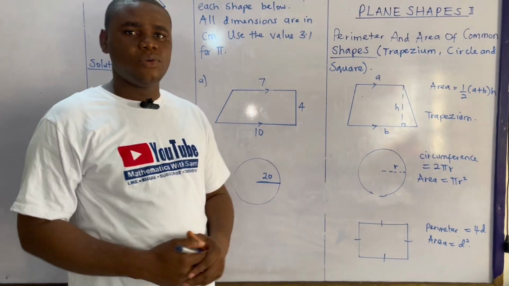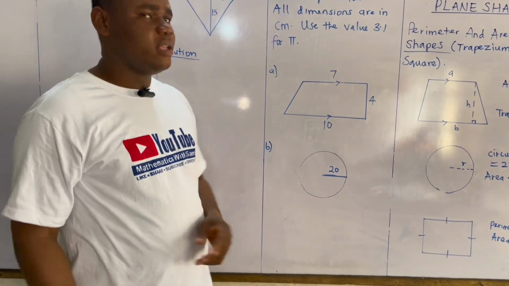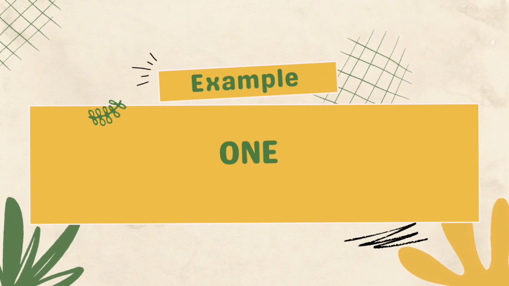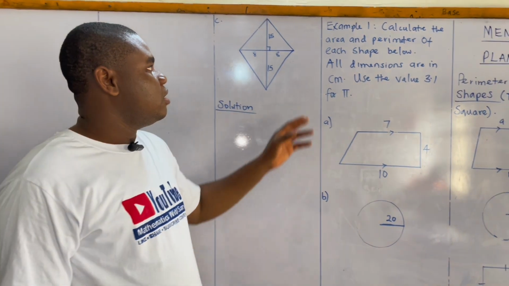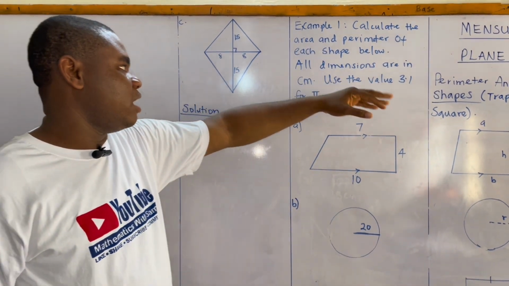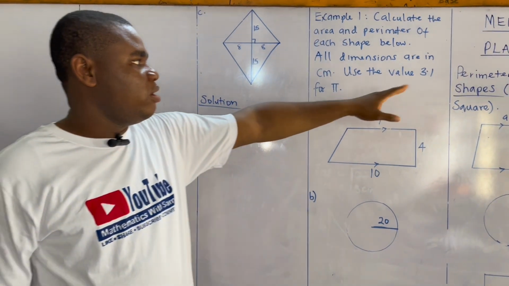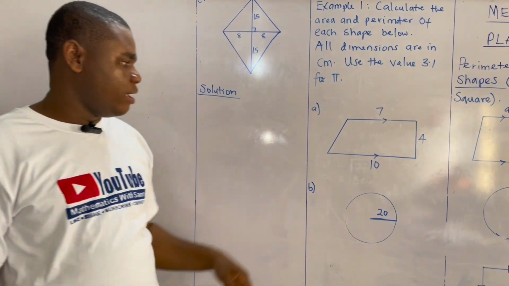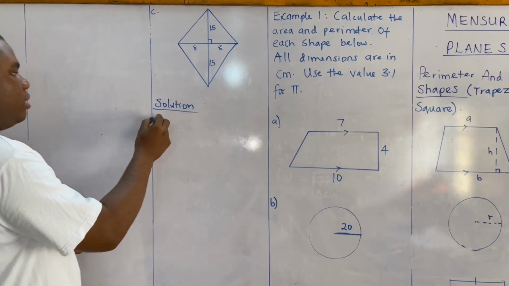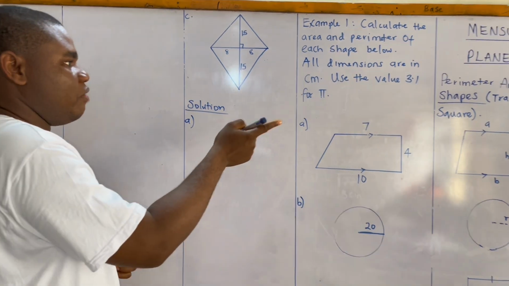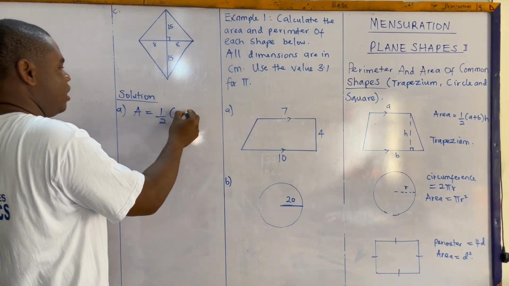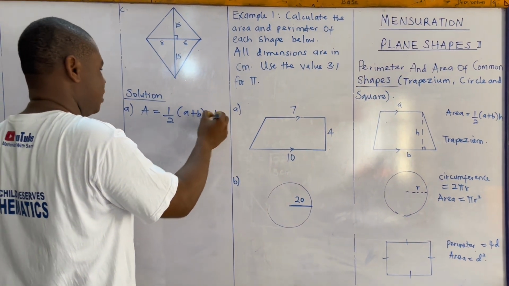Alright, let's go to our examples for more understanding. For examples, calculate the area and perimeter of each shape below. All dimensions are in centimeters. You use the value of 3.1 for pi, that is for the circle. Now for the first one, we have a trapezium. To calculate its area, we have 1/2 in bracket a plus b times the height.